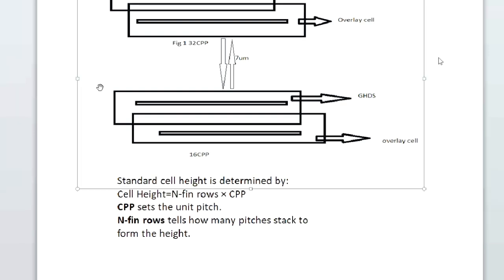How? The GDHS cell has pins which are very thin, and it can deliver the high current in the power grid. Because of that, the overlay cell has the pin shape. The major difference between the GDHS and the overlay is that the GDHS cell has the transistor, but the overlay cell doesn't have the transistor, so there is no power delivering factor.